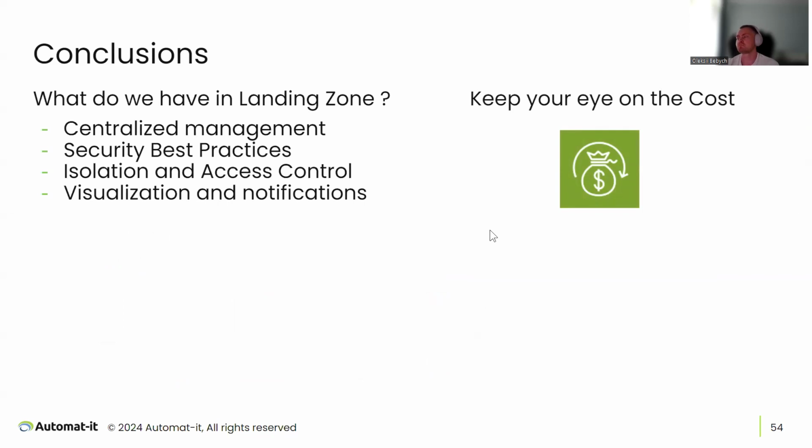Important thing, remember about costs. AWS Organizations and Control Tower, they are free. But we have AWS Config. And if your organization is big and dynamic, you have a lot of events every day, AWS Config and Security Hub may become quite expensive. So it's a good idea to set up budgets just from the very beginning.